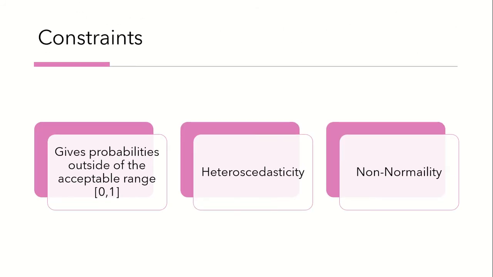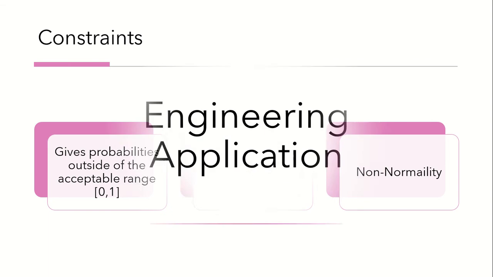So there are three constraints to LPM. One of them is that it gives probabilities outside of the acceptable range, 0 to 1. We saw this with linear regression last week with the negative body weight example. The second one is heteroscedasticity. I think I said that right. It's when you have different samples coming out of different populations with varying variances. And the third one is non-normality. So these are the three constraints.